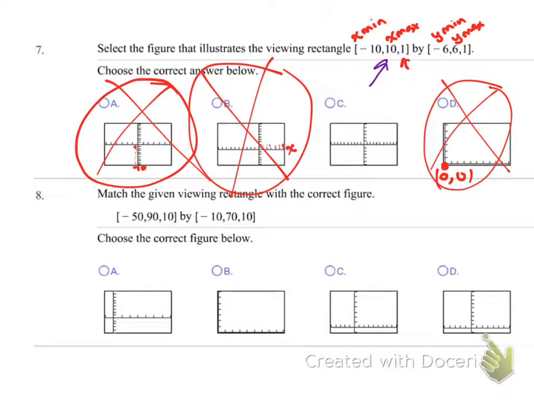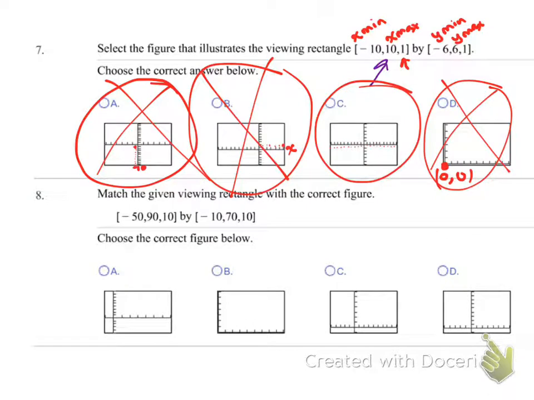So the only one that works here is C, and if we look real carefully, we can count the tick marks. 1, 2, 3, 4, 5, 6, 7, 8, 9, 10. That's the x maximum. 1, 2, 3, 4, 5, 6, 7, 8, 9, 10. That's the x minimum. And the same would go for the y, and this is our answer.